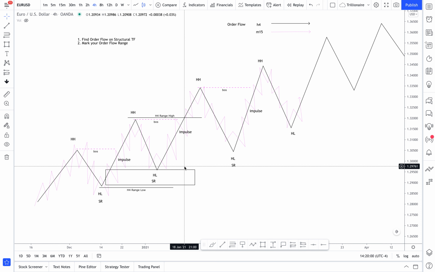Now, I'm not publicly teaching my two-step process. Maybe one day I will, but it works way too well to show a valid or invalid order block entry. So I save that for my mentorship students.